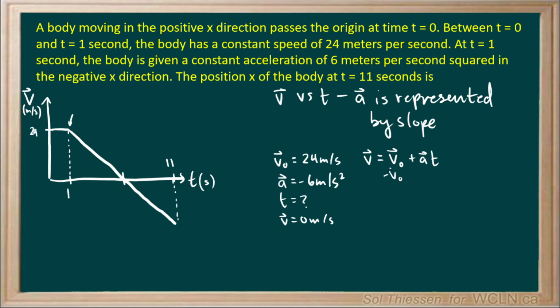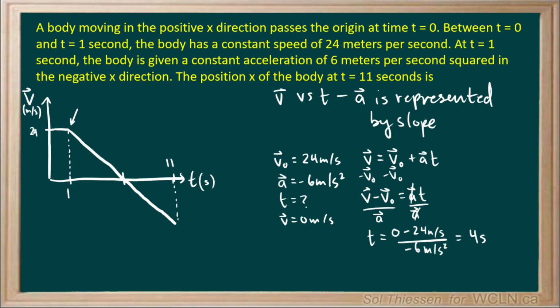We'll subtract initial velocity from both sides of the equation to leave us with velocity minus initial velocity equals acceleration times time. Divide both sides by acceleration to leave us with time equals final velocity, which we know to be 0, minus initial velocity, 24 meters per second, divided by acceleration, negative 6 meters per second squared. This is equal to 4 seconds. So 4 seconds from this point, the velocity is 0. So 4 seconds from 1 second is 5 seconds.